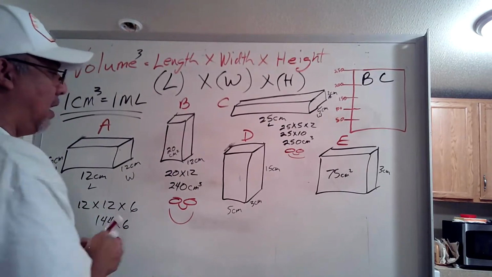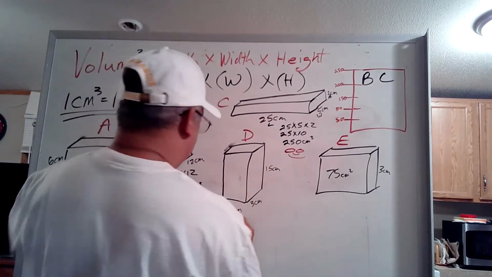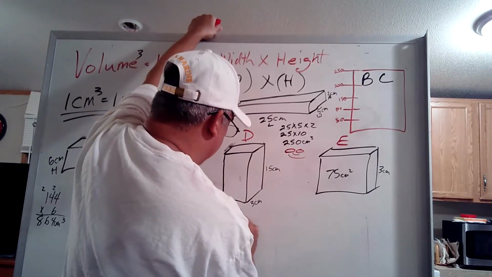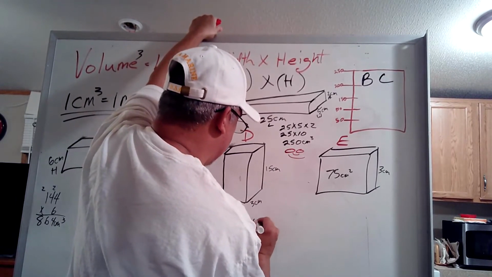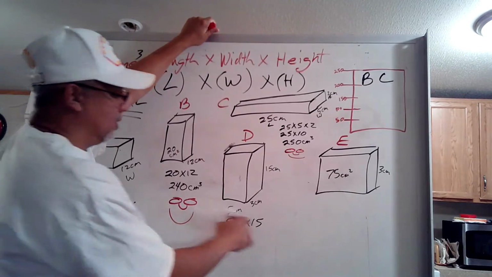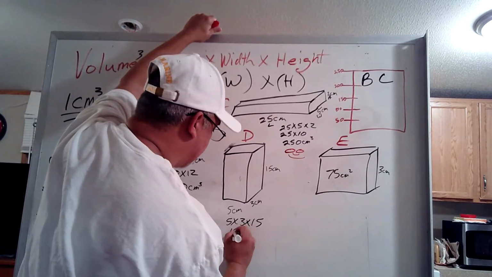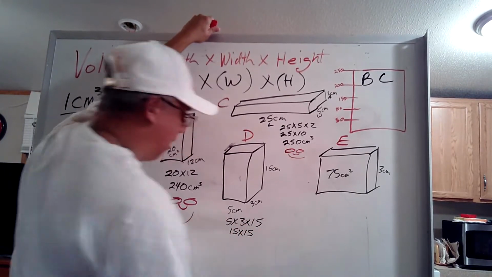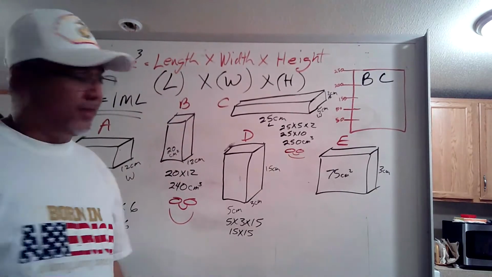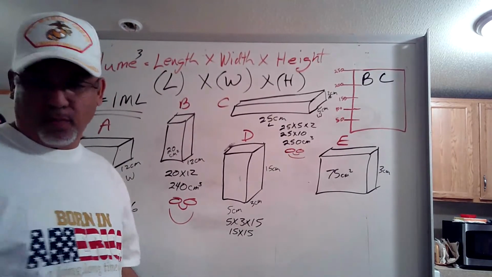Now we're going to D. Oh, hey, so we're going to write down 5 times 3 times 15. Oh, snap. Well, then we're going to say 3 times 5 is 15. 15 times 15. Uh-oh, I didn't memorize that one, so this one we're going to have to do some work.